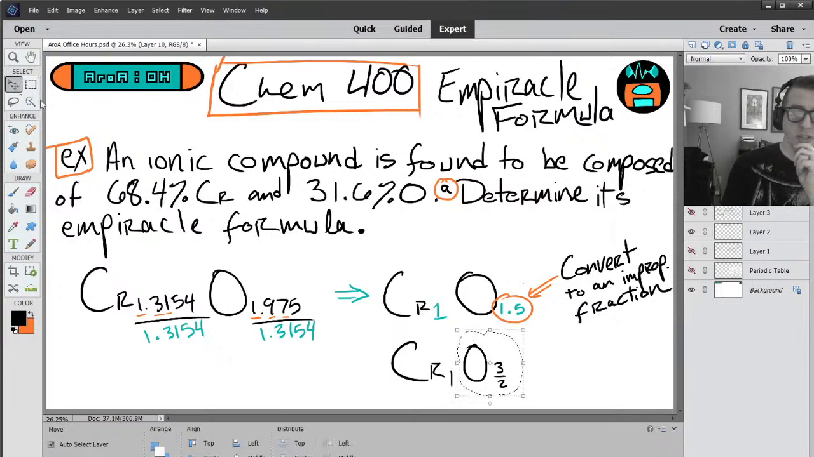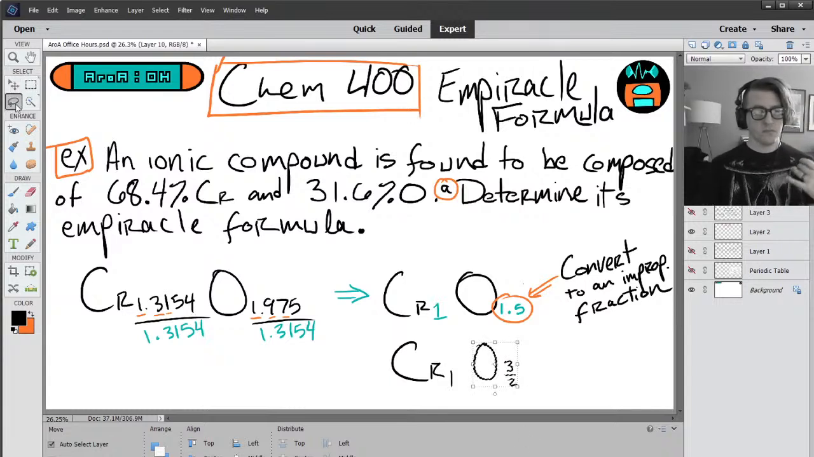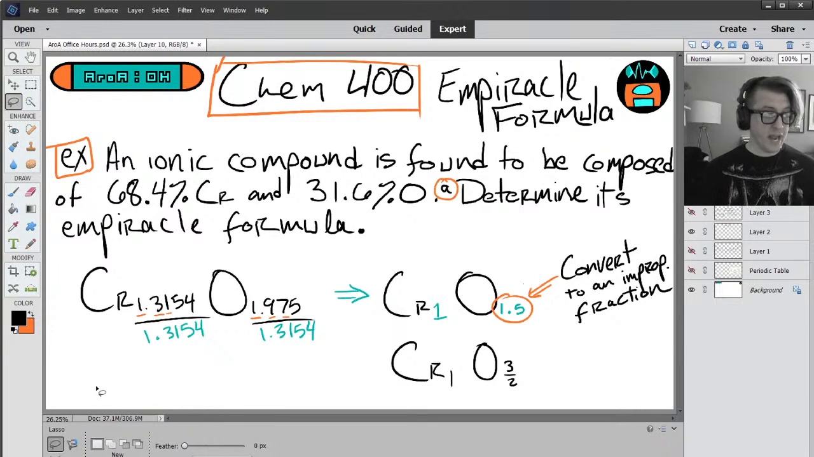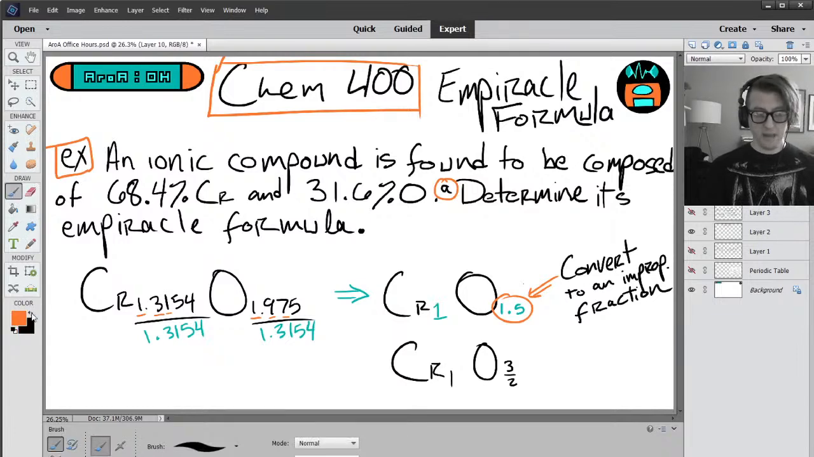The reason we're converting this to an improper fraction is that whenever you have a decimal or a fraction in your subscript for your empirical formula, you want to convert to an improper fraction so that you can multiply both subscripts by your denominator and get rid of it. We're going to multiply both of these by the same thing, again, because we don't want to mess with the ratio.